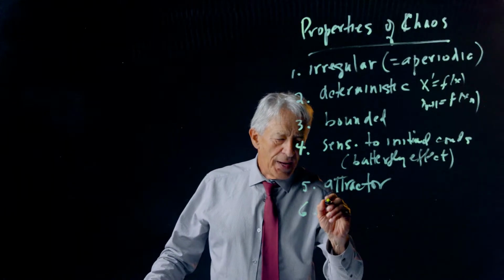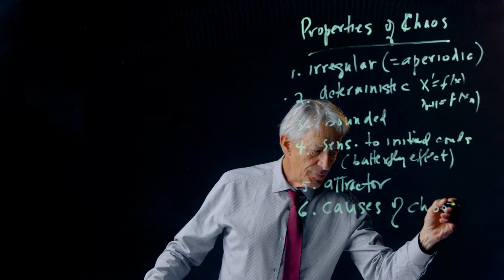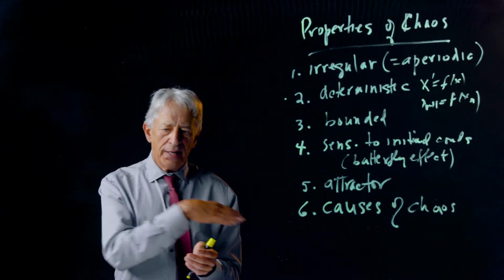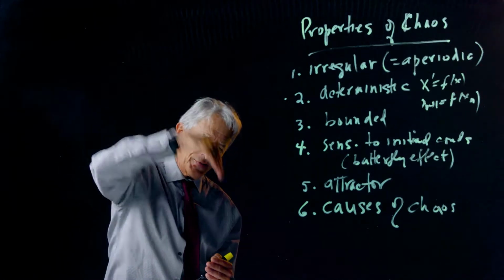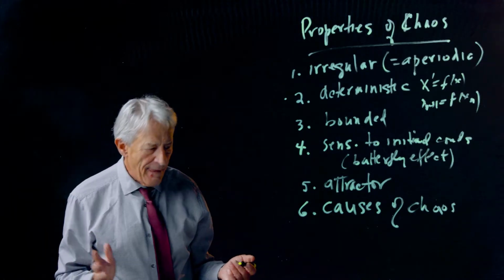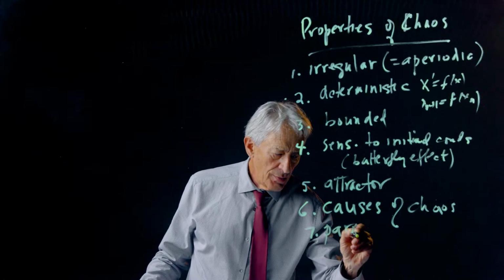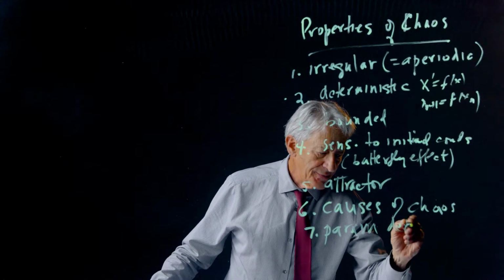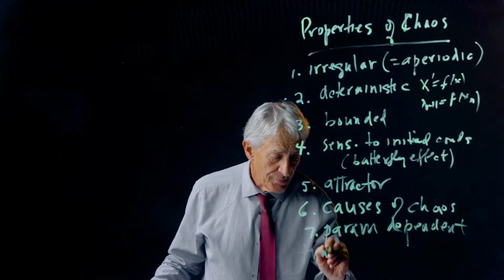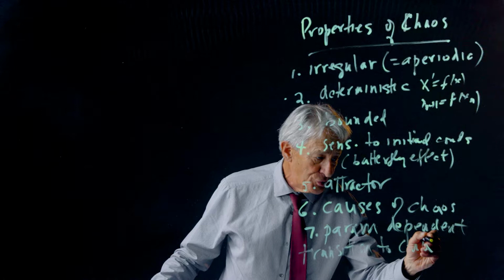We also talked about causes of chaos. Remember, in the discrete time system, getting yo-yoed, getting hit like a tennis ball between the growth phase and the declining phase produces this irregular behavior. We talked about parameter-dependent transition to chaos. That is the route to chaos.